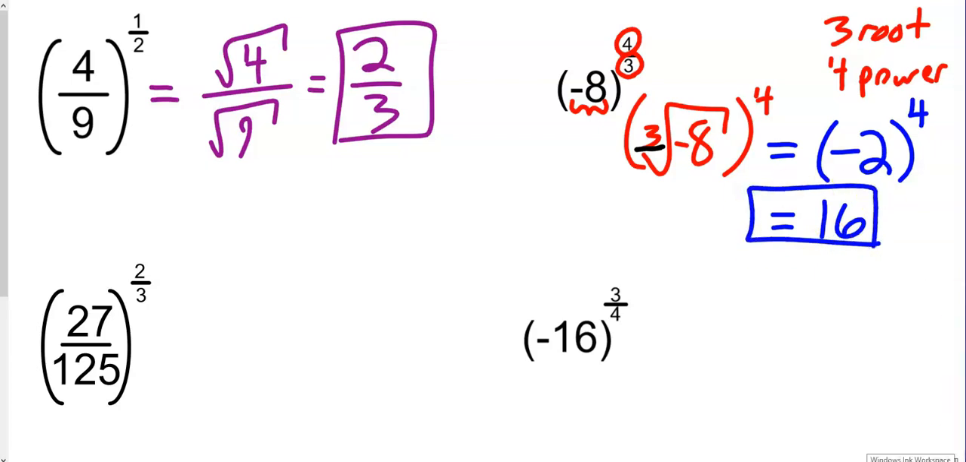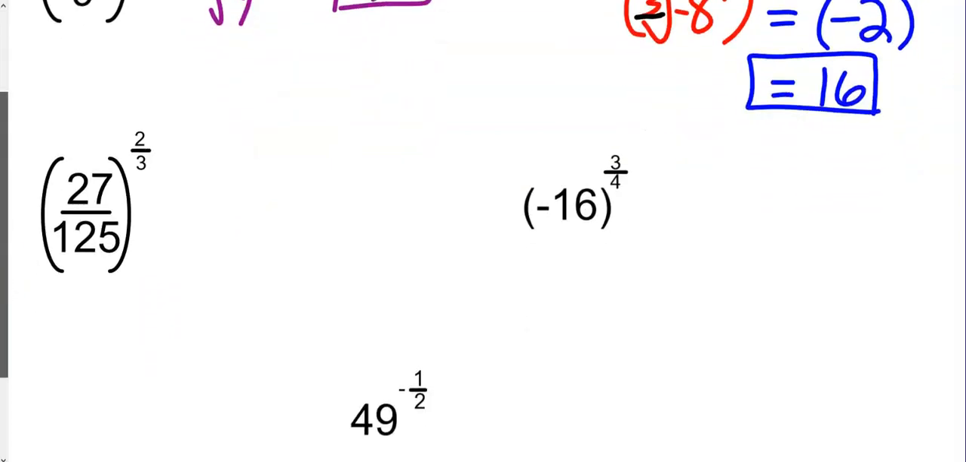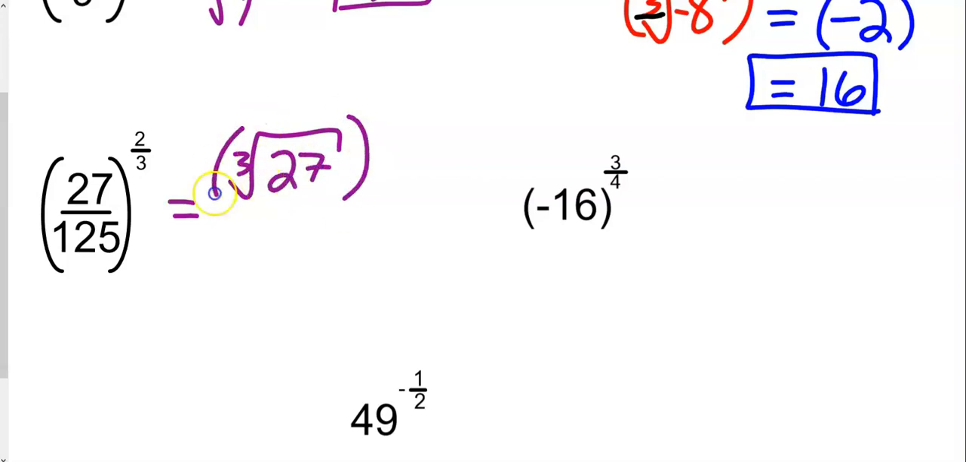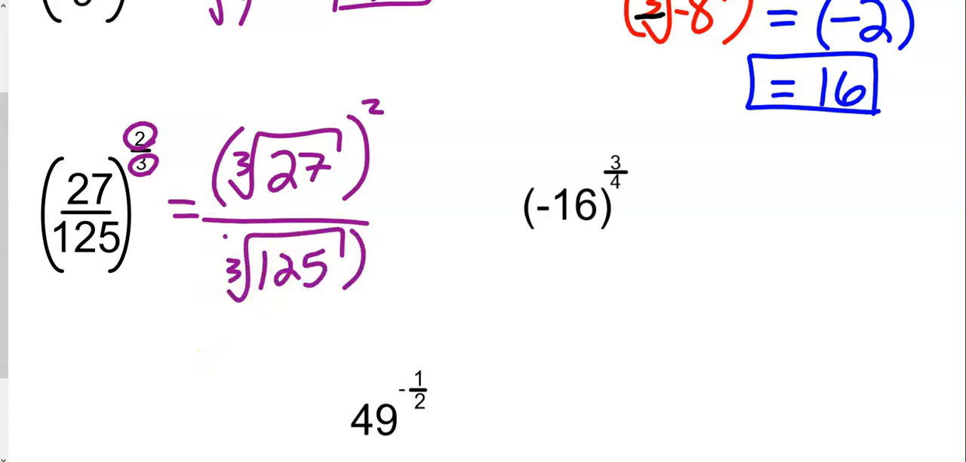Okay? Again, the 27 over the 125 to the 2/3. It's a lot like what we just did a couple minutes ago. We want to take the cube root of 27, and then we're going to square it. Because again, that's the root. That guy's the power. And we're going to divide that by the cube root of 125, and then we're going to square it.